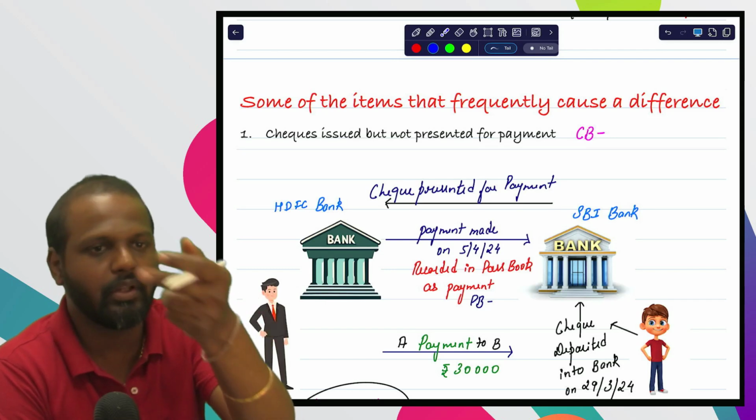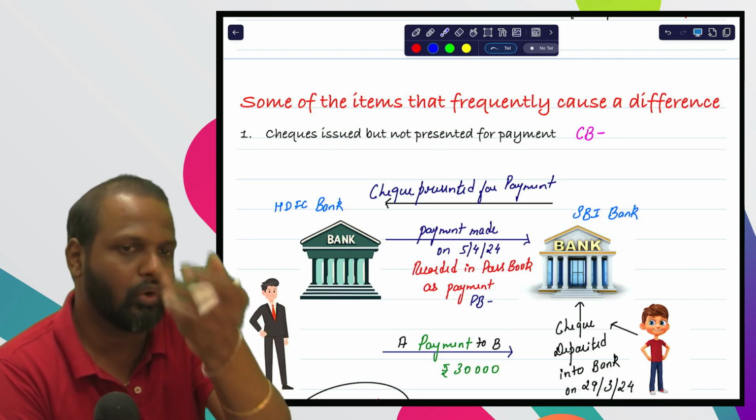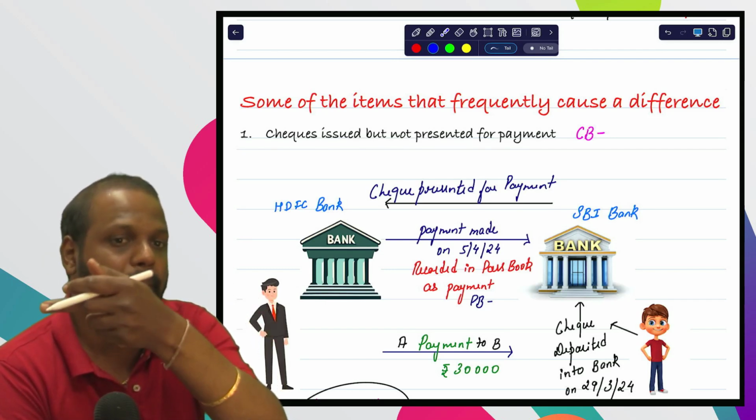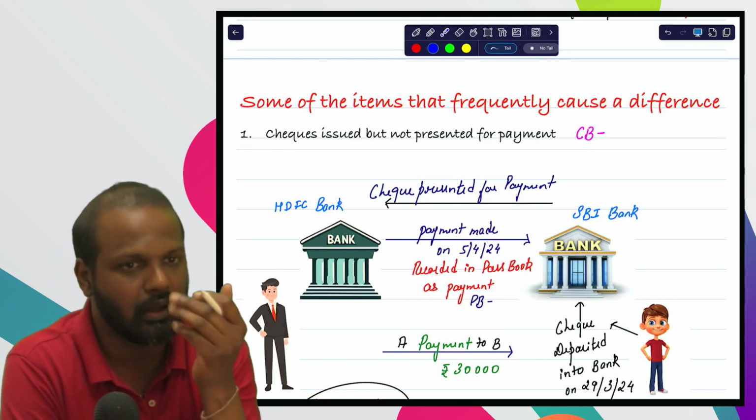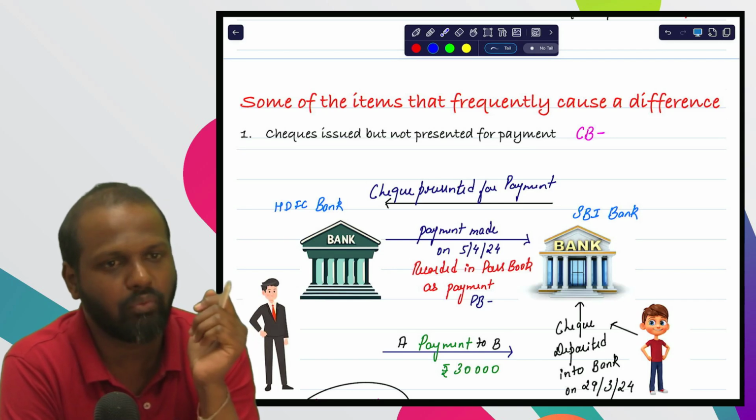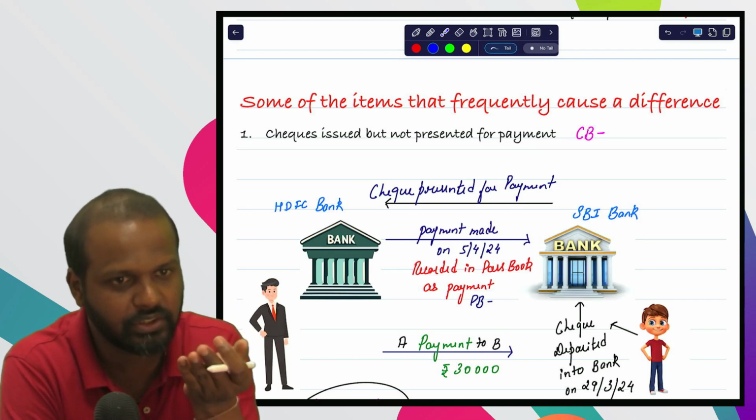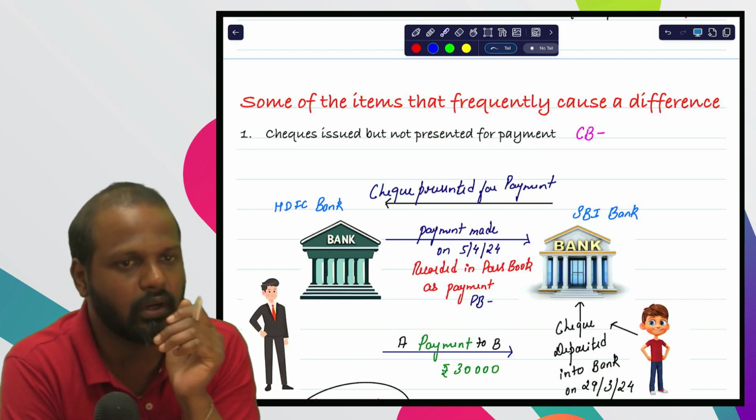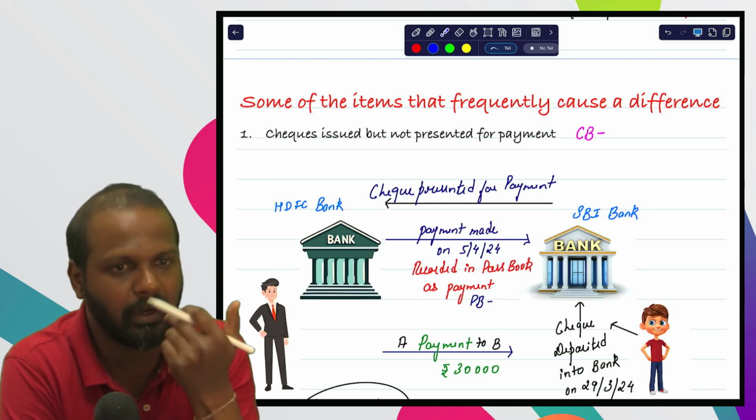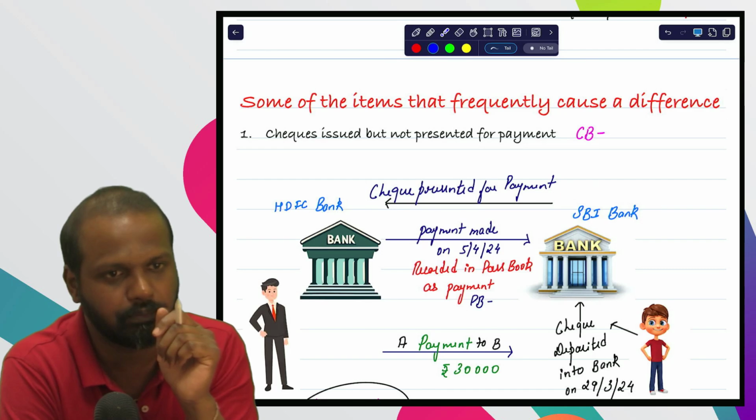When your bank presents the check to my bank for payment, only then will my bank make the payment. Your bank has not yet given the check to my bank for payment. So if they have not presented the check for payment, obviously my bank has not made the payment and has not done the entry in the passbook.